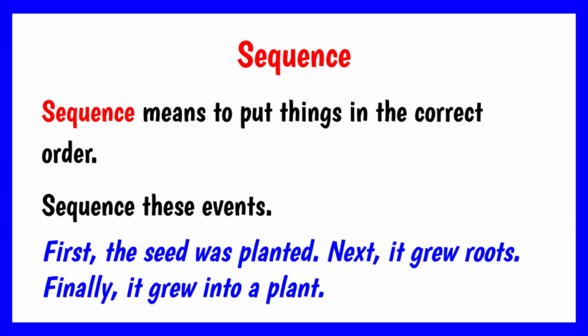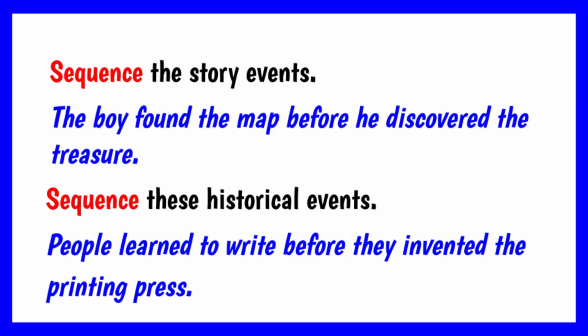Here are two more examples. Sequence the story events. A good answer could be: the boy found the map before he discovered the treasure. Sequence these historical events. A good answer could be: people learned to write before they invented the printing press. When you sequence, you arrange events or ideas in the correct order.